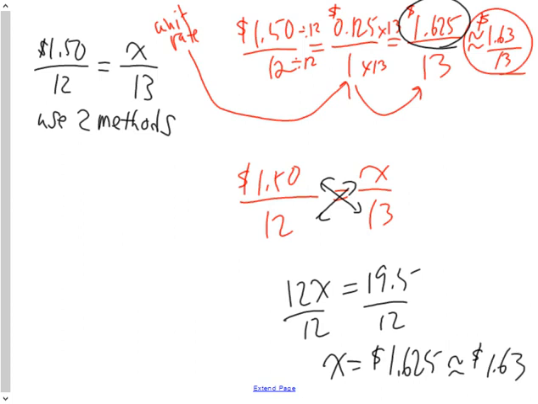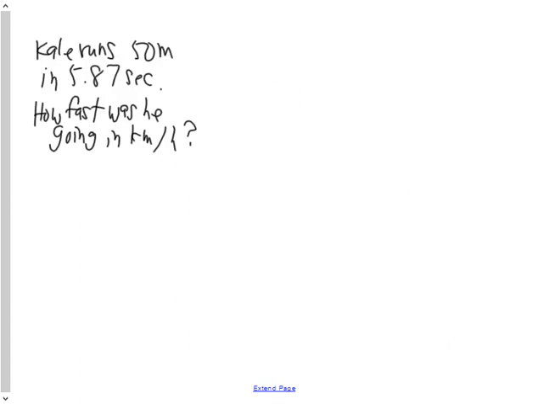And finally, your last question. The last question says, Cale runs 50 meters in 5.87 seconds. How fast was he going in kilometers per hour? So this is the question we did outside today. So 50 meters in 5.87 seconds. How fast was he going in kilometers per hour?